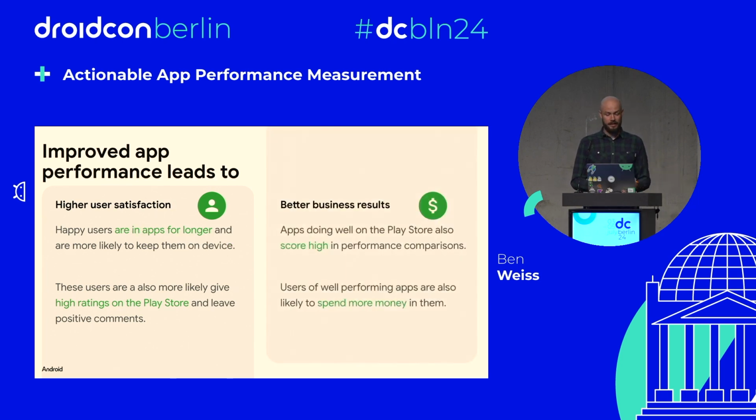The second thing is it gives you better business results. So we've seen time and time again that apps that are doing well in the Play Store also score high on performance comparisons. So high technical performance correlates very heavily with better business performance. And it means that users are also more likely to spend money in your app if they can do that. And that's another thing that makes your business stakeholders happier. So that's why it's likely a good thing to focus on performance.